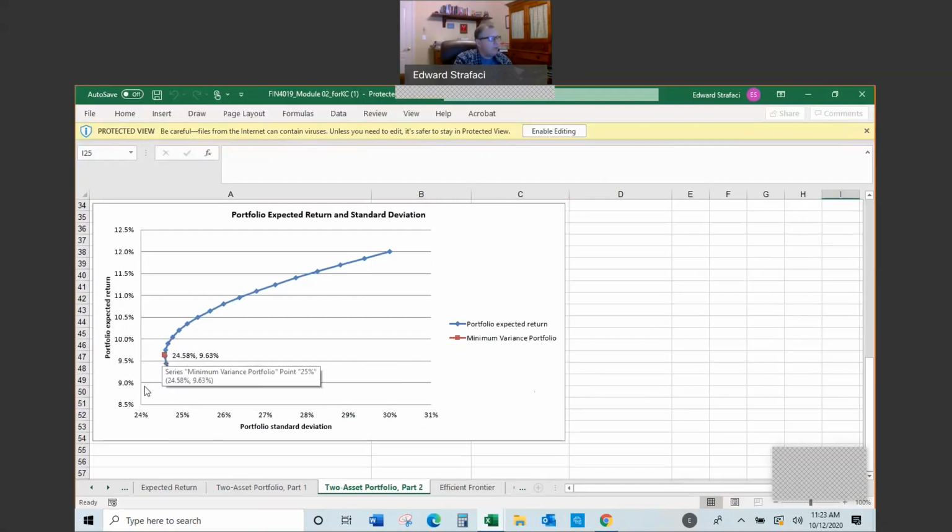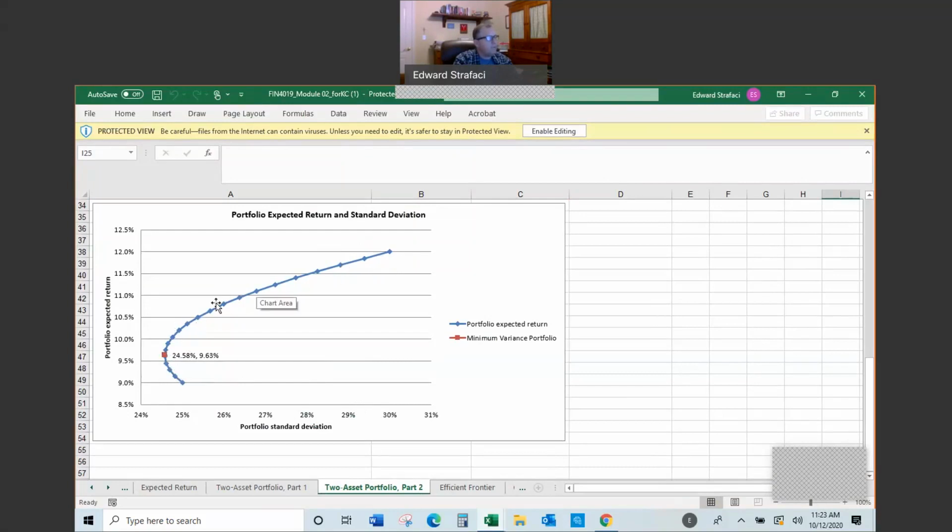And if you use calculus, you can come up with this line. For those of you who are comfortable with math, you just use calculus to find this point. Then as I add risk, I get more return. As I add risk, I get more return. But it's a concave line.